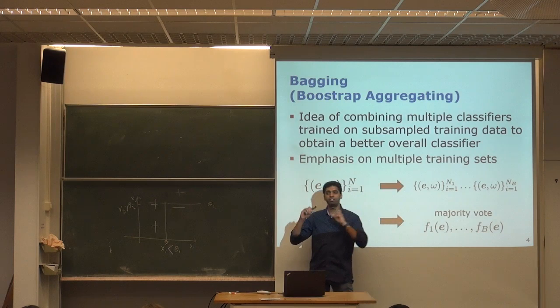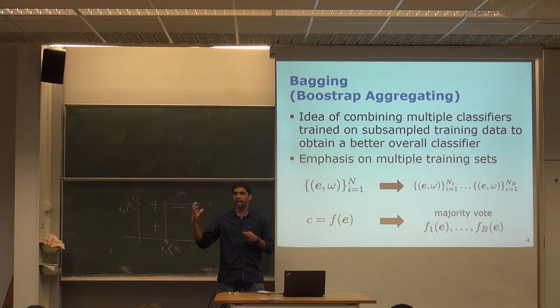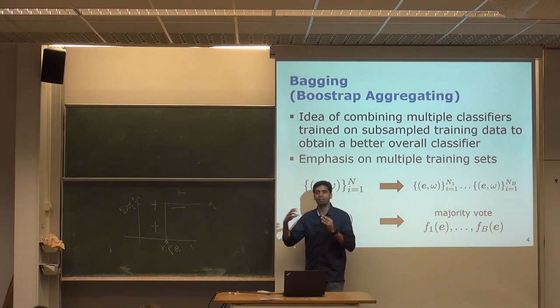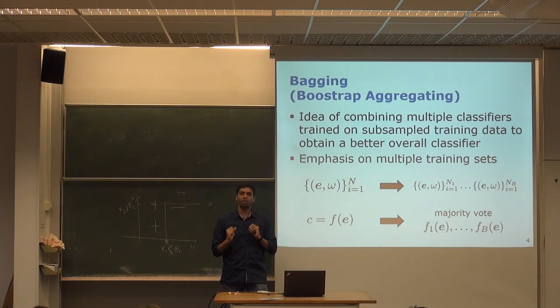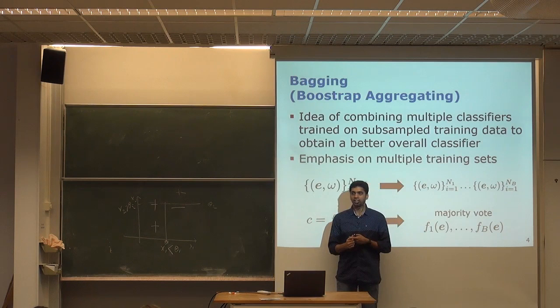For example, one classifier could look at the eyes and say it's a cat. The other one should look at the tail and say it's a cat, and so on. Just an analogy, right? Each of these classifiers should become an expert in different things, and therefore even if a small subset of them is wrong, overall, as a majority vote, you get the correct classification. Is this idea clear?